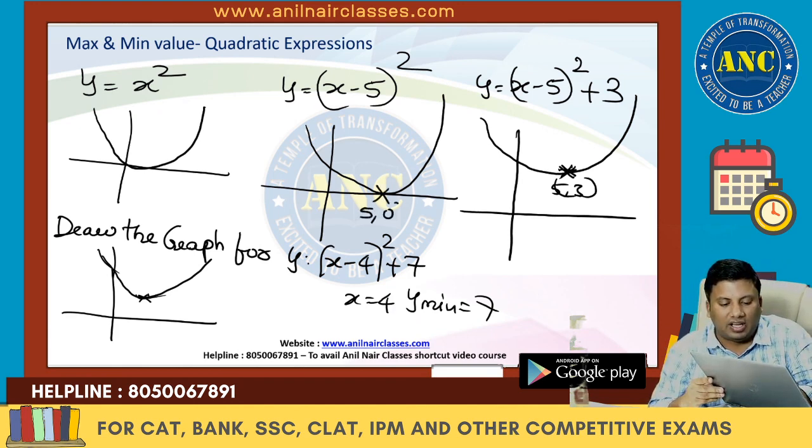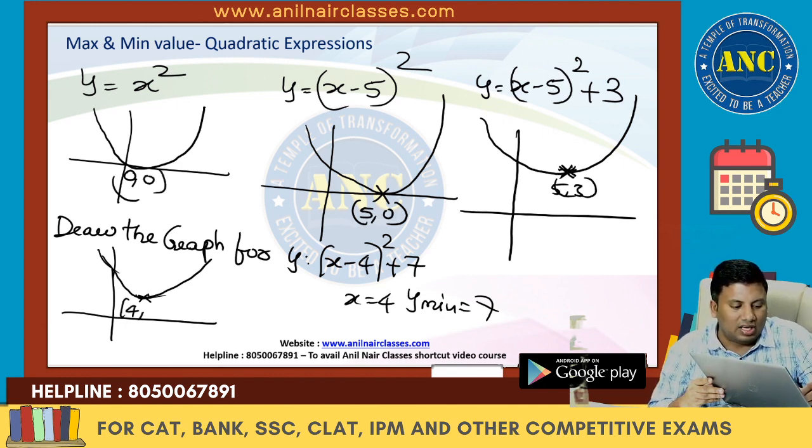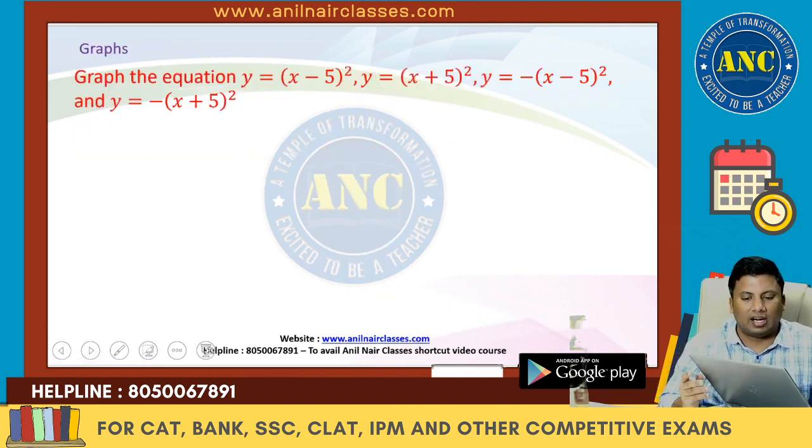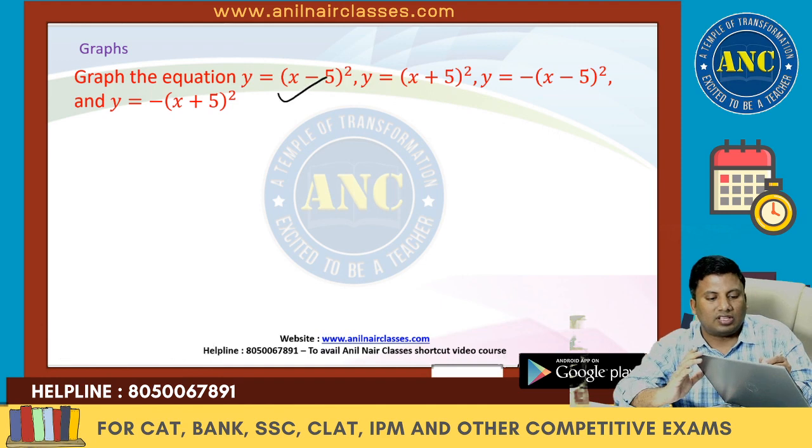This is 5 comma 0. This is 0 comma 0. This is 5 comma 3. This is 4 comma 7. I hope the idea is clear. Now see, this it is done.